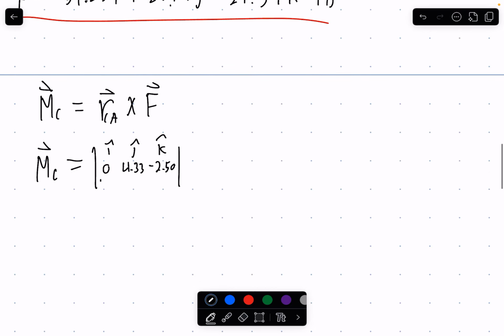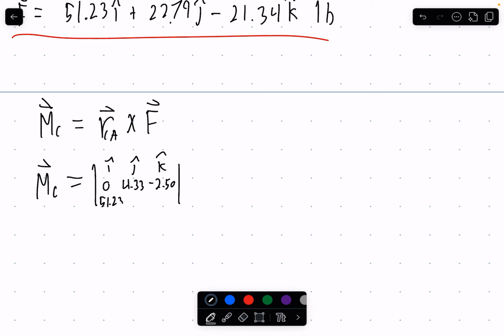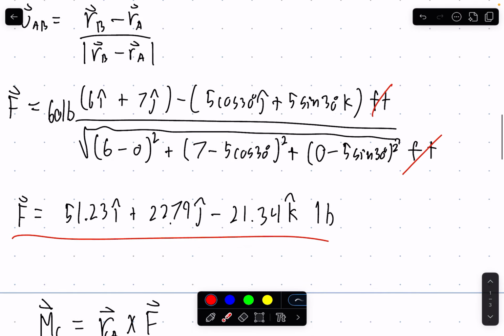Our force vector similarly is going to be 51.23, 22.79. Running out of room, and negative 21.34. Okay, and just to do a quick sanity check with our force vector, you can see that our first two components are positive, and the third k hat component is negative.